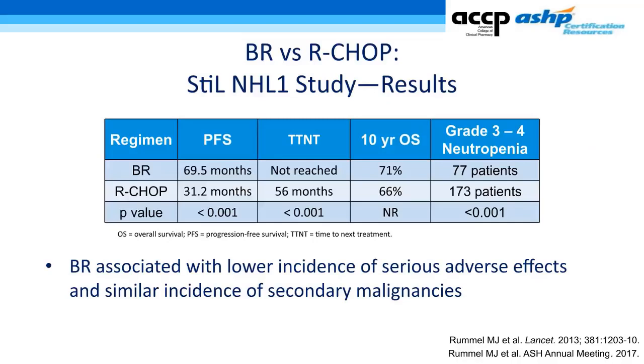You can see here that the progression-free survival as well as the time to next treatment heavily favored the BR arm. However, there was a statistically significantly higher incidence of grade 3 or 4 neutropenia with R-CHOP, and BR was associated with lower incidence of serious adverse effects as well as a similar incidence of secondary malignancies. So given its greater efficacy and better safety profile, this is definitely a popular regimen.